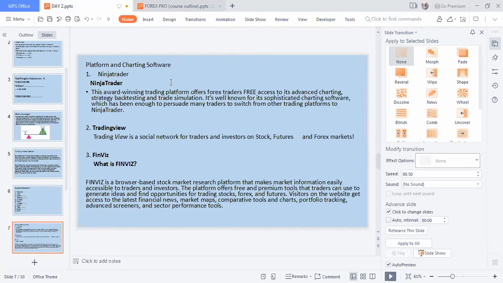Platforms and charting software. We have NinjaTrader, TradingView, Finvix. I don't want to talk too much about this, but I'll say a bit about TradingView. TradingView will get you perfectly in the advanced class. TradingView is just a charting center where you can make your analysis, and it is mostly used by technical analysts. Why? Because they draw lines, Fibonacci levels, and so on, just to make the analysis. Technical traders deal with TradingView.